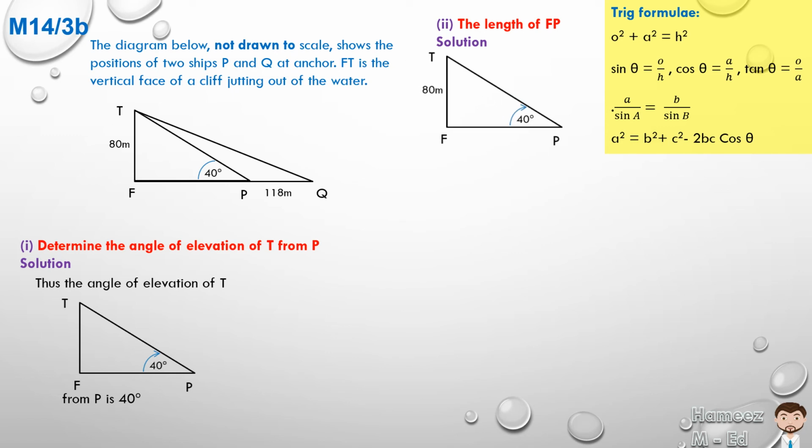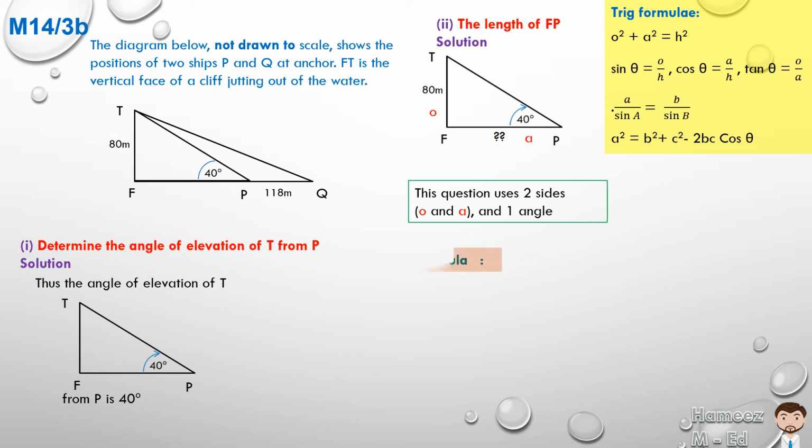If we redraw it, look at where 40 degrees is at the corner of P, which means that our cliff face, TF, which is 80 meters high, is our opposite, and we want to find FP, the adjacent. So we're interested in O and A, and we have one angle. As such, the formula will be tan theta is equal to O over A, and if we substitute, tan 40 is equal to 80 over A.